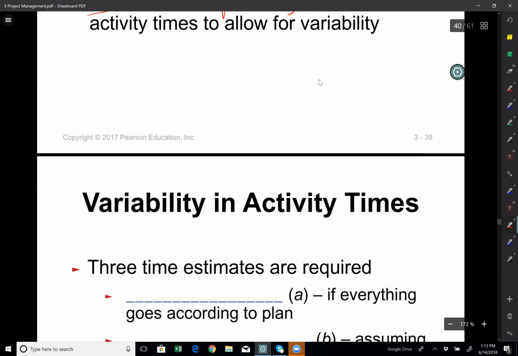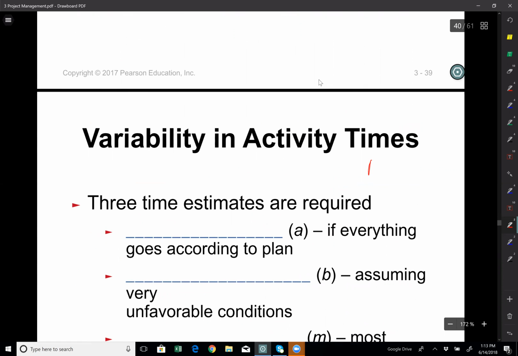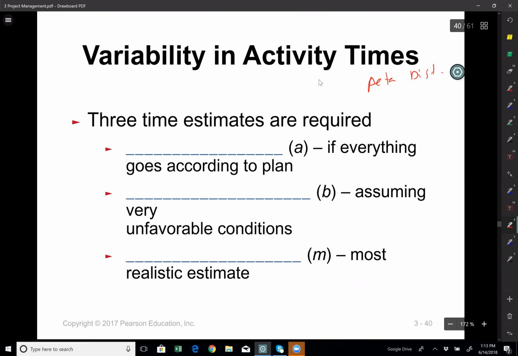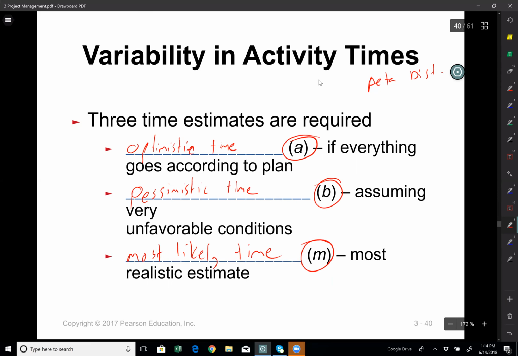So this probability distribution is beta distribution. That's what we use, beta distribution. And there are three parameters for beta distribution. First parameter is the optimistic time estimate, which is denoted as A. Second one is pessimistic time estimate, which is denoted with B. And we have most likely time estimate, which is M, is the third parameter in beta distribution.